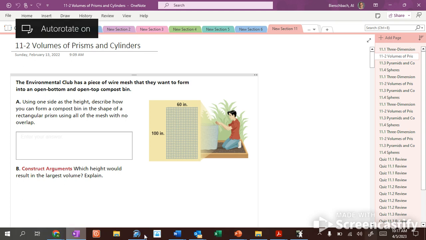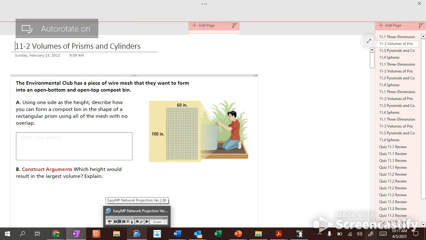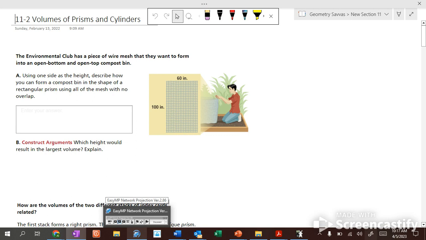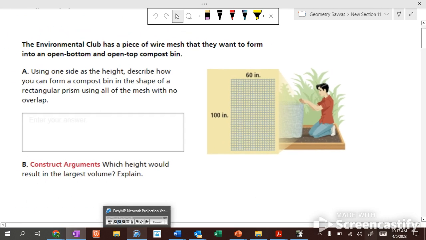The next section talks about volumes of prisms and cylinders. Okay? So the environmental club has a piece of wire mesh that they want to form into an open-bottom, open-topped compost bin. Using one side as a height, you can form a compost bin in the shape of a rectangular prism with all the mesh with no overlap. Okay? A rectangular prism.